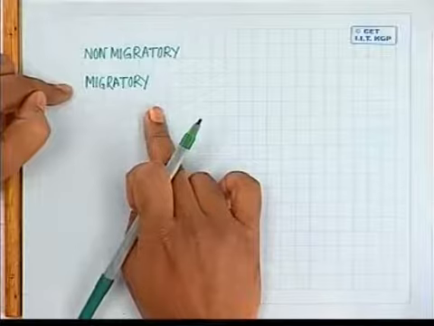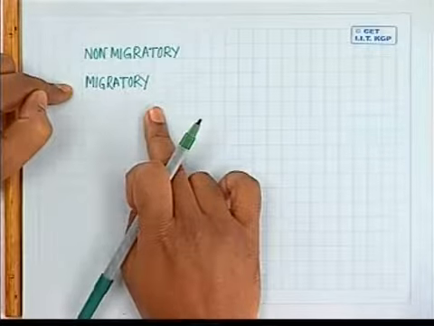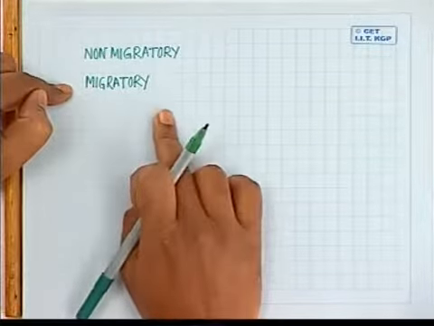In case of migratory, we can shift or migrate a process from one processor to another processor. So you can say that the non-migratory approach is static, whereas the migratory approach is dynamic. Right? We'll see more on this in our next class.